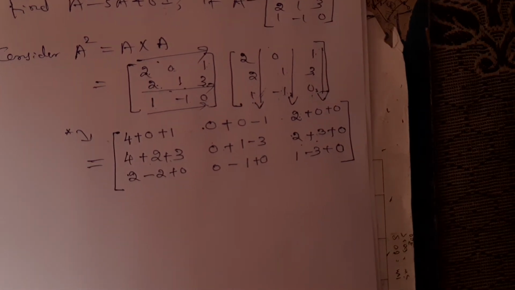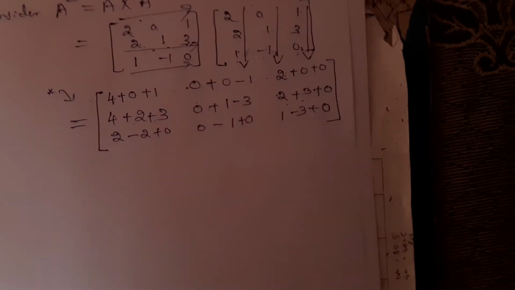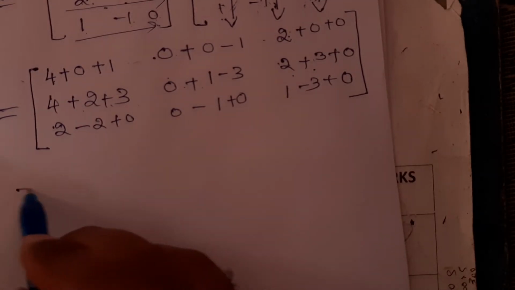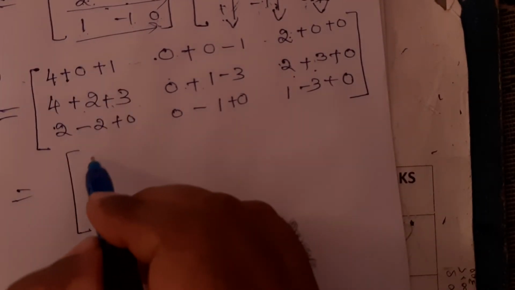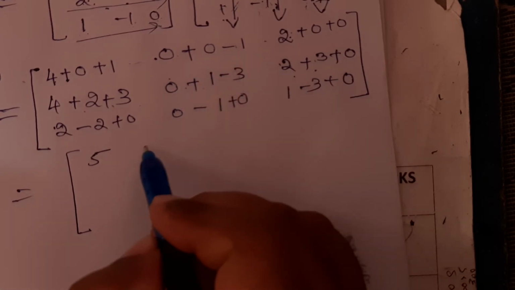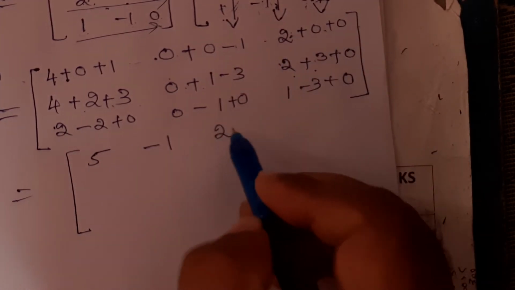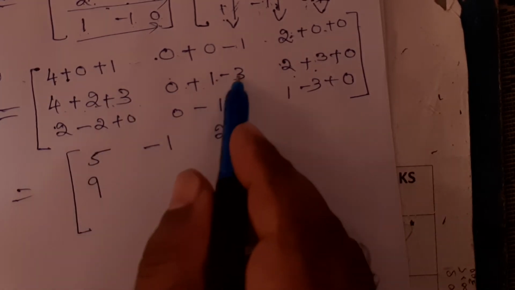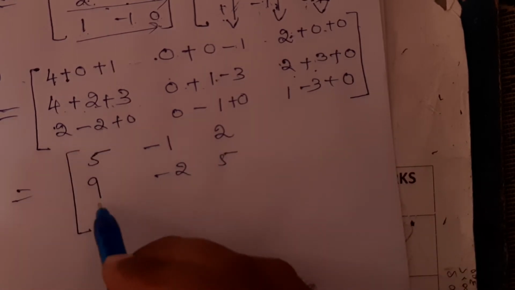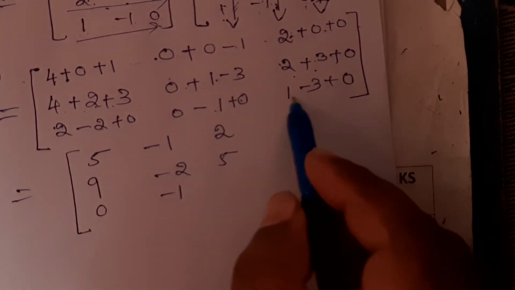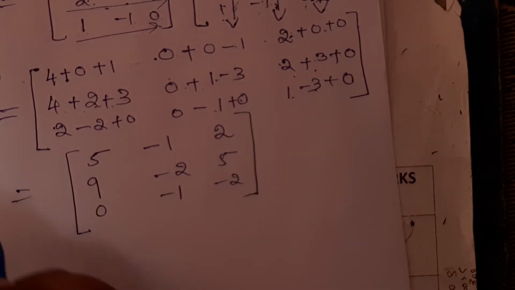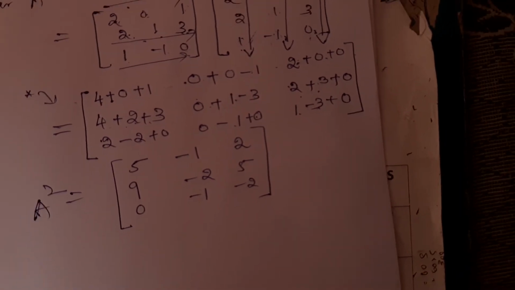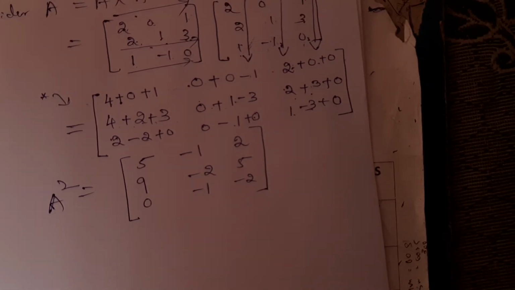You can write it directly after practicing the problems here. Let me simplify here. 4 plus 1, it will be 5. Then 0 minus 1, it will be minus 1. Then 2 plus 0 plus 0, that is 2. Then we have to add all these, so this will be 9. Then 1 minus 3, it is minus 2. 5. Then 2 minus 2, it is 0. Then minus 1. Then 1 minus 3, it will be minus 2. So it is A squared. I got this A squared.